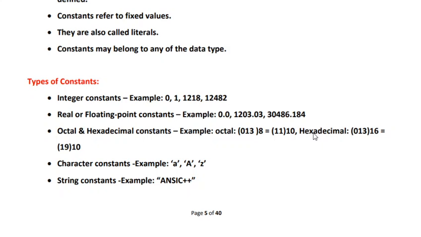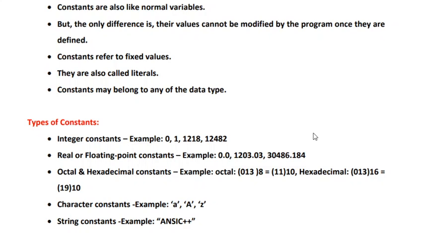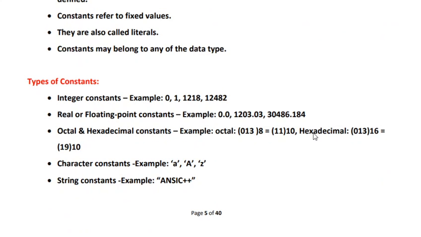Octal is represented with the help of a leading 0. Hexadecimal is represented with the help of a leading 0x. And decimal, in very simple terms, has neither. So that is the way you differentiate between octal, hexadecimal, and decimal constants. Single character constants are represented with the help of single quotes, whereas a string is represented with the help of double quotes. So that is the major distinction between a single character constant and a string constant.